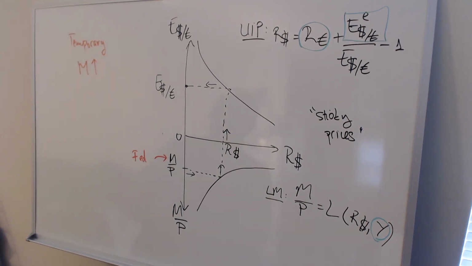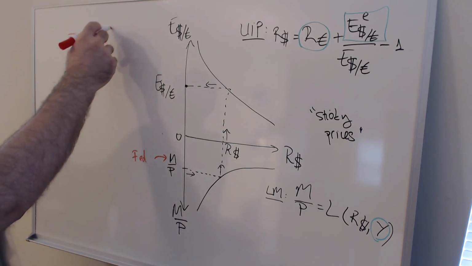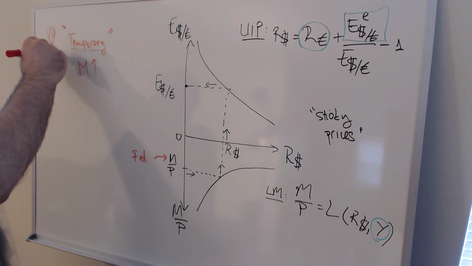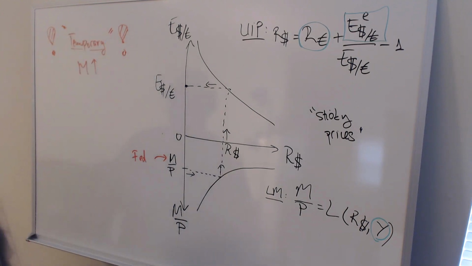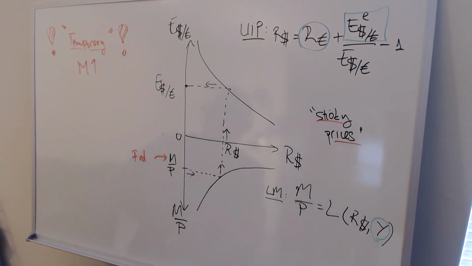Because it's temporary, this is going to be a short-run analysis. So it's very important that I'm explicit about whether this is a temporary or permanent increase in the money supply. Now we're looking at a temporary increase. So in the short run, we said the price level stays fixed because of the sticky prices assumption. So as a consequence, M over P increases when M increases.